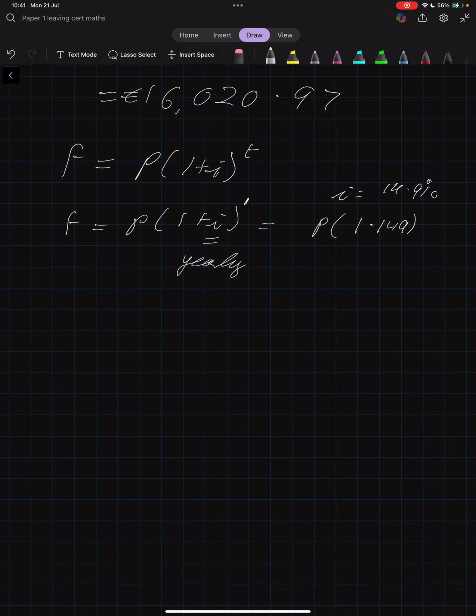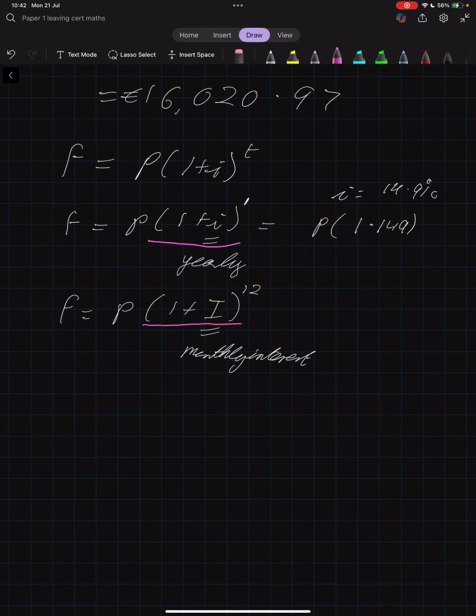But I could also say, well, hold on, F is also equal to P into 1 plus, let's say, big I to the power of 12, where this is the monthly interest. Okay, so I can do this both ways. I can do it for the year, like so, or I can split it up into months and get this. Okay, and this is equal to P into 1 plus I to the power of 12. Now remember, these two things are equal.